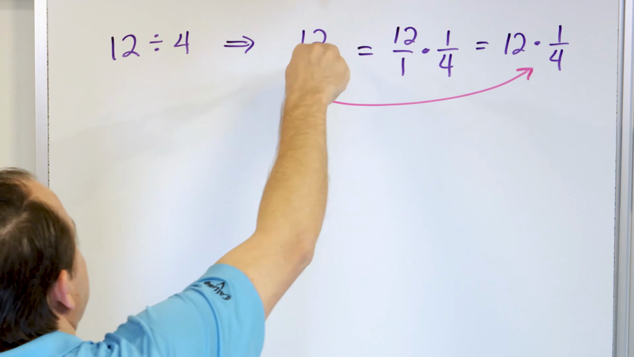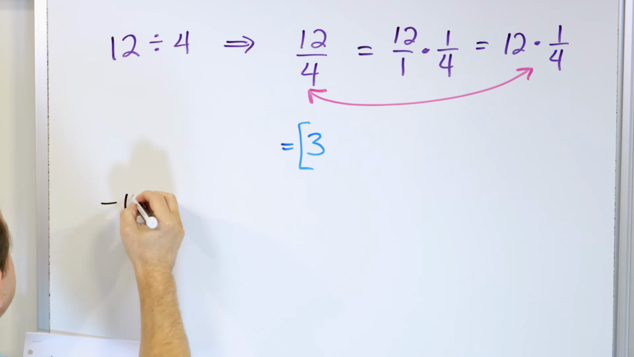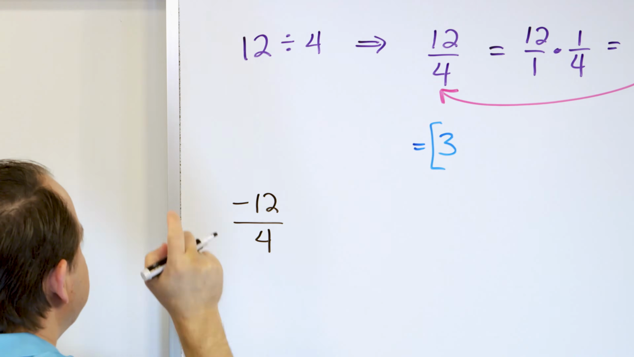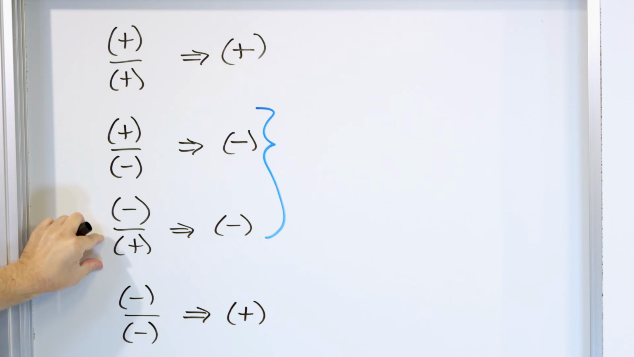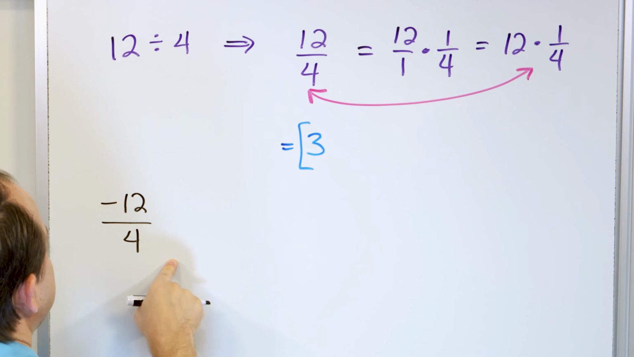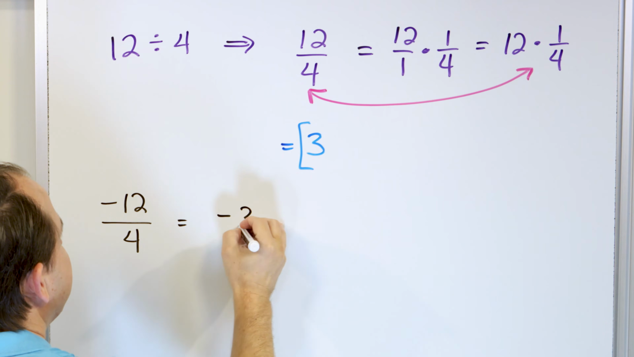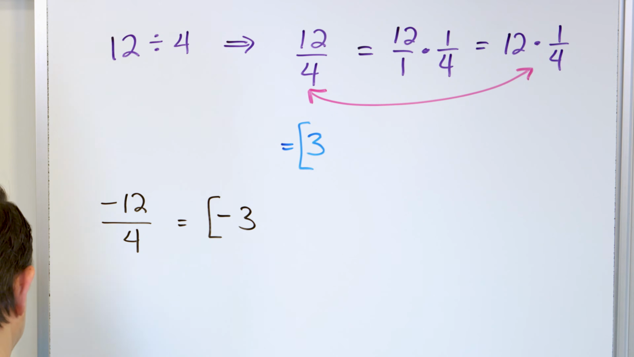Let's play around with this 12 divided by 4 for another problem. Let's say we had, instead of that, negative 12 divided by 4. So here it's negative divided by positive, and we already said that if the signs are different, in this case negative divided by positive, we're going to get a negative number. And you know that the answer is 3, and so we know the answer here is going to be negative 3, because the signs are different, so we have a negative answer. And of course we do that division and we get a 3 there, so the answer is negative 3.